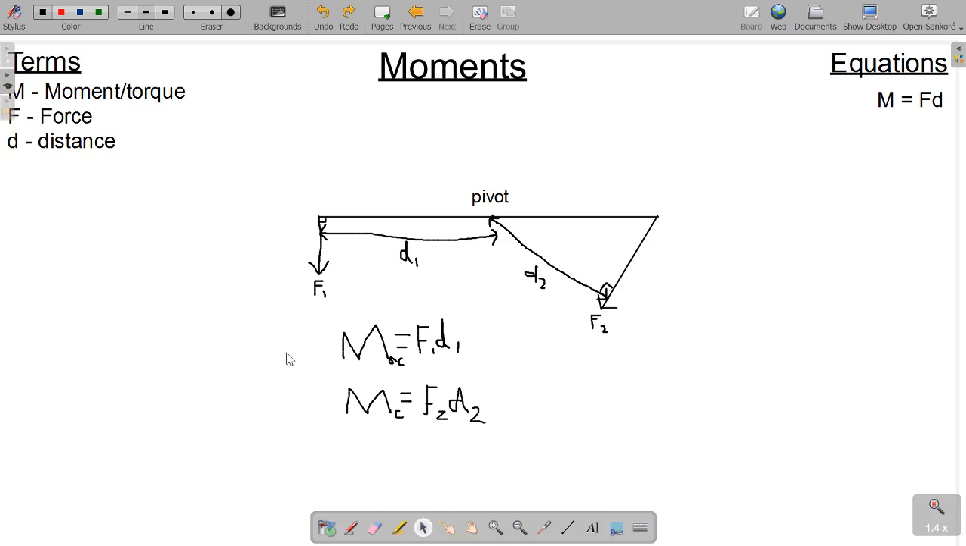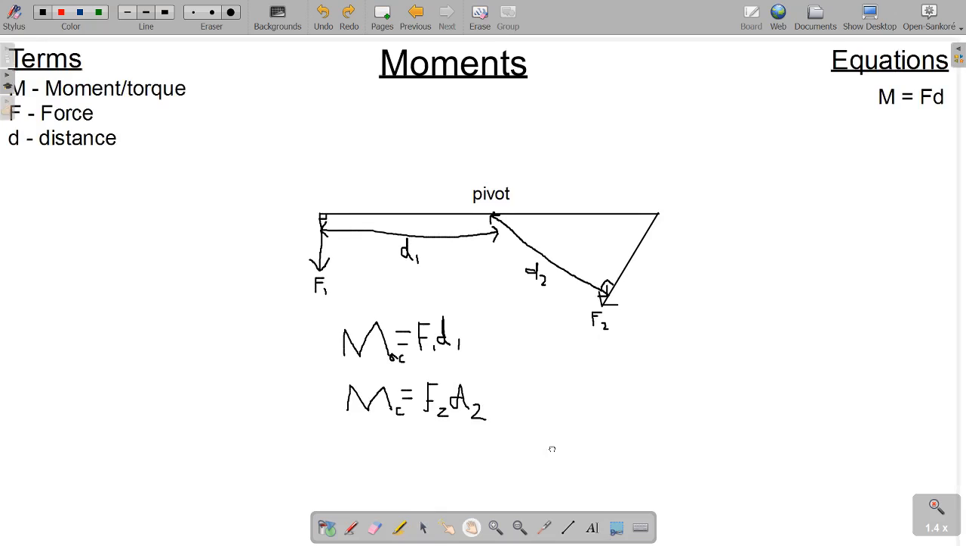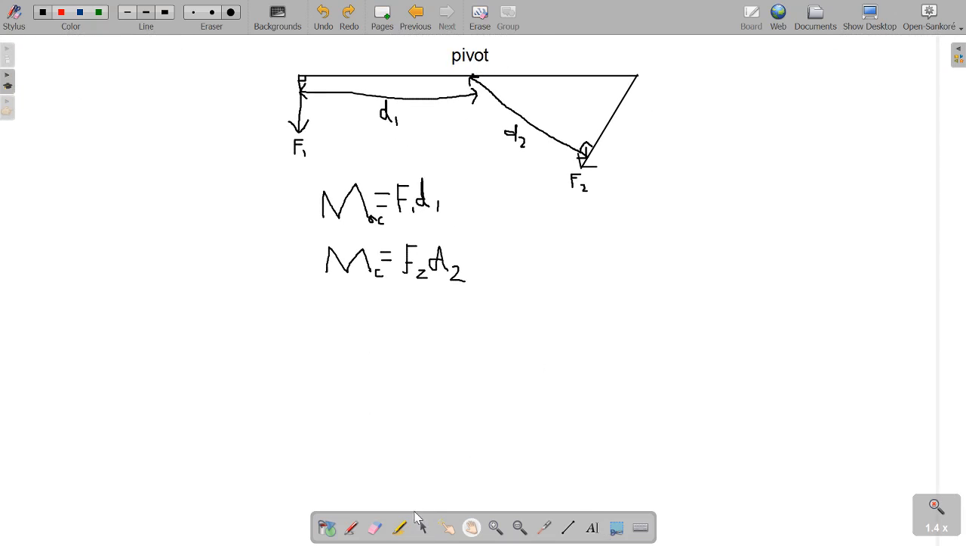So what the law of moment says, now the main part, is that if a system is balanced, then M AC, which is the sum of all the anti-clockwise moments, is equal to M C, the sum of all the clockwise moments.